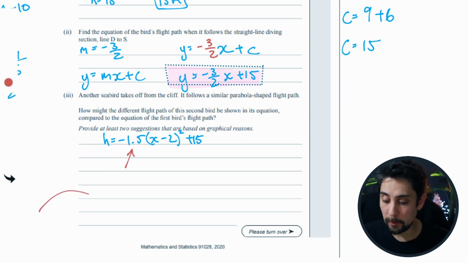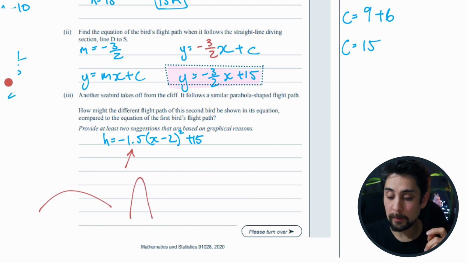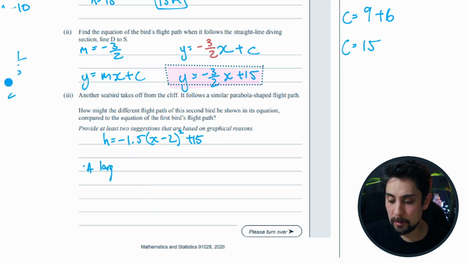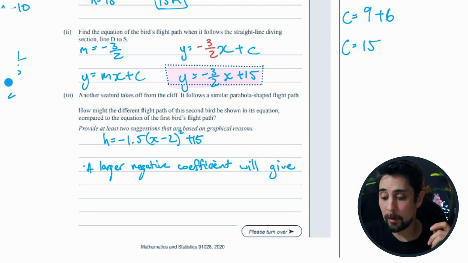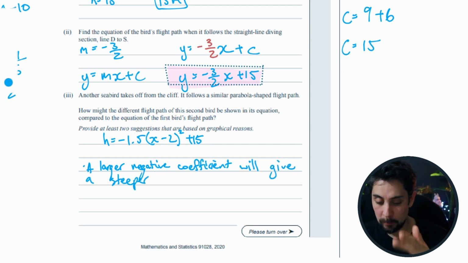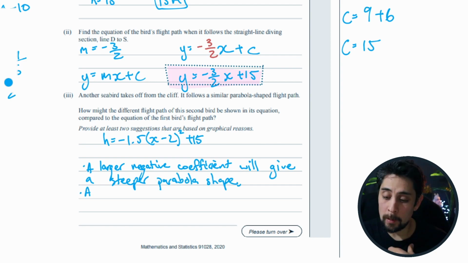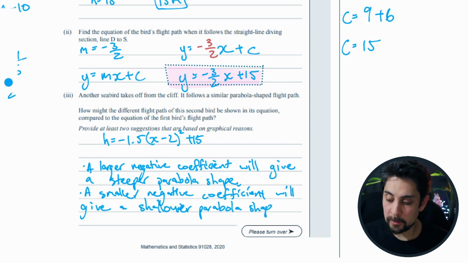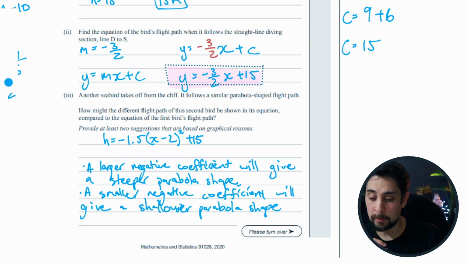So instead of being like this, if we have a larger negative number, it might be like this. If we have a shallower negative number, like negative 0.5, it'll be like this. A larger negative coefficient will give a steeper parabola shape. A smaller negative coefficient will give a shallower parabola shape.